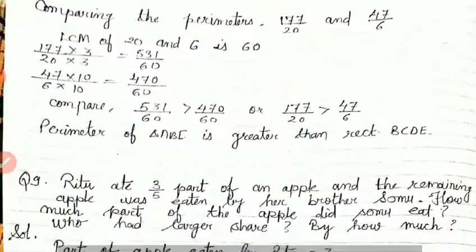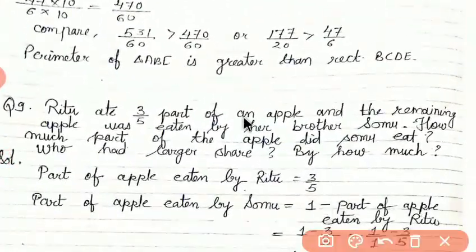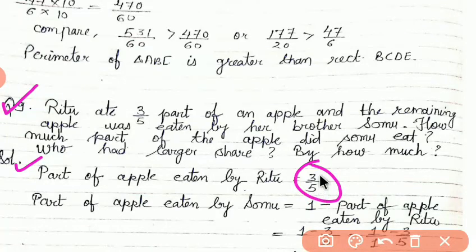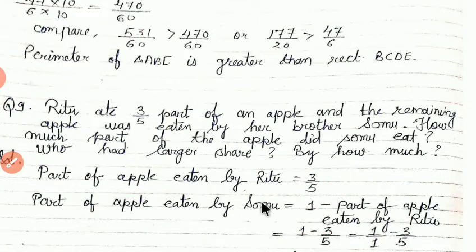Now question number 9. Ritu ate 3 by 5 part of an apple and the remaining apple was eaten by her brother Somu. How much part of the apple did Somu eat? Who had the larger share and by how much? So you can see the total part of an apple is 1. Out of 1 part of apple, the part eaten by Ritu is 3 by 5. It means how many parts have they made? 5 parts. Out of 5 parts, Ritu ate 3 parts. So we have to find the part of the apple eaten by her brother Somu.